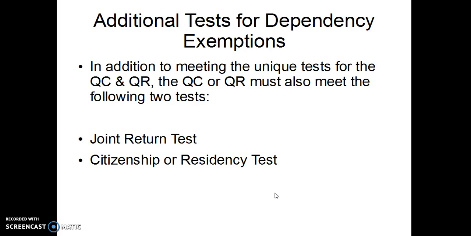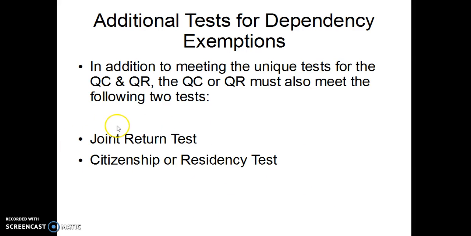Alright, so we'll look at the two additional tests that need to be met by both qualifying child and qualifying relative. So this is what these are. In addition to the unique tests for the qualifying child and qualifying relative, the qualifying child or the qualifying relative must also meet the following two tests. So these are common to both.